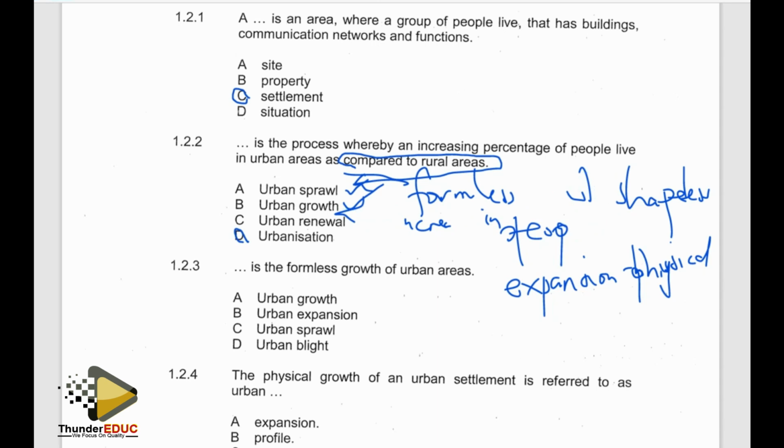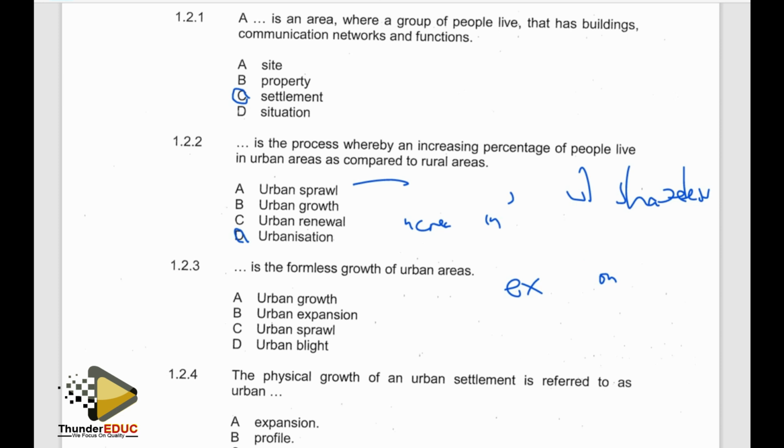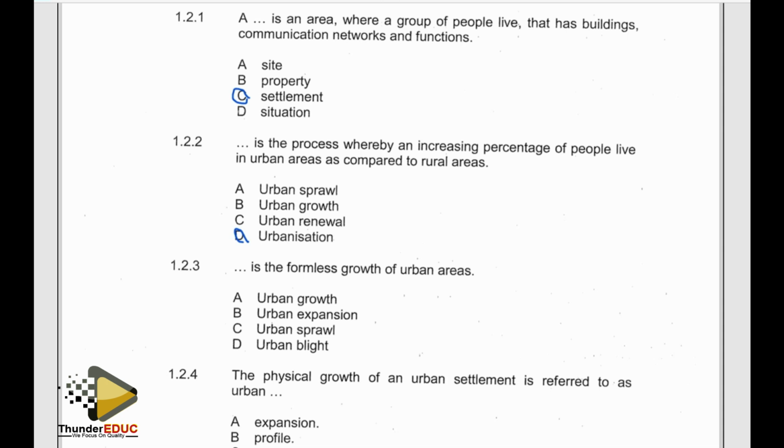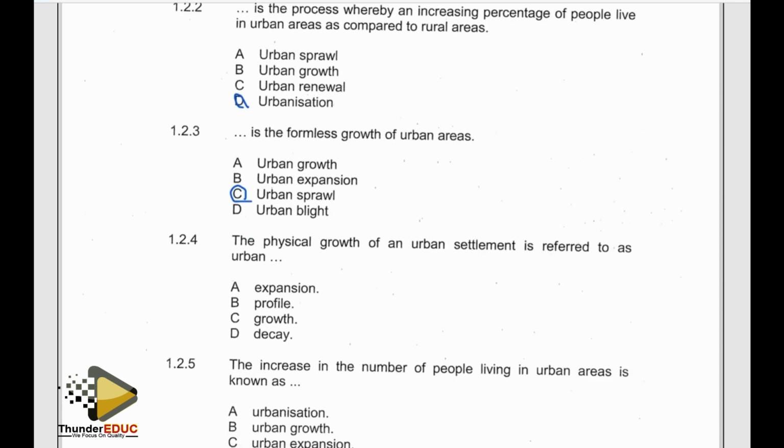Let's move on to the next question. Right. The next question is talking about the formless growth of urban areas. I think earlier on we have discussed that. When you talk of formless growth or shapeless growth or uncontrolled growth of cities and towns, we are looking at the situation of urban sprawl. Right, we move on to the next question, number 124.